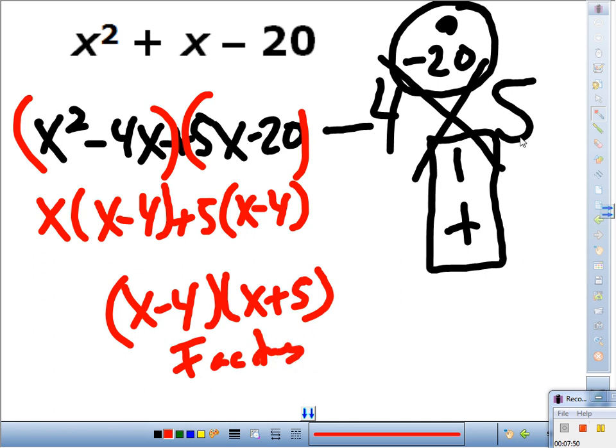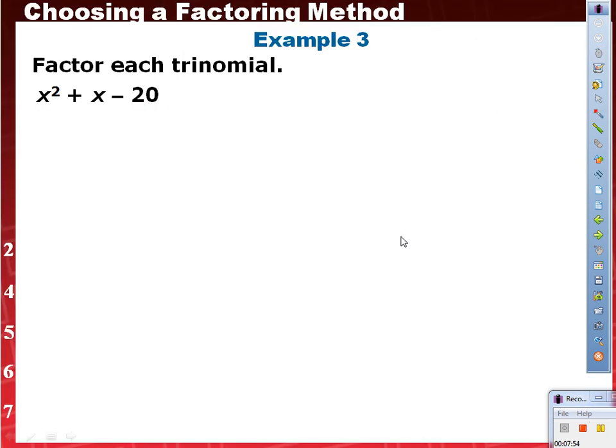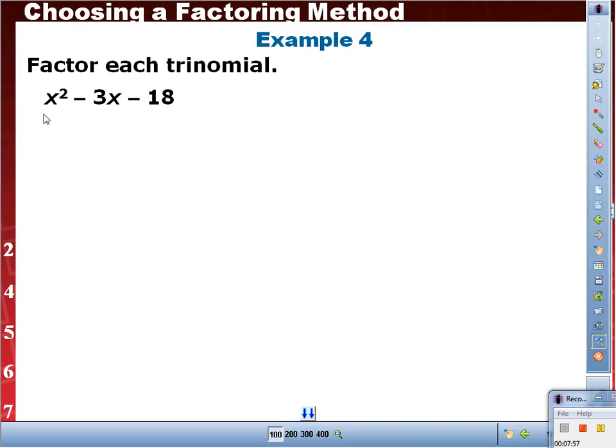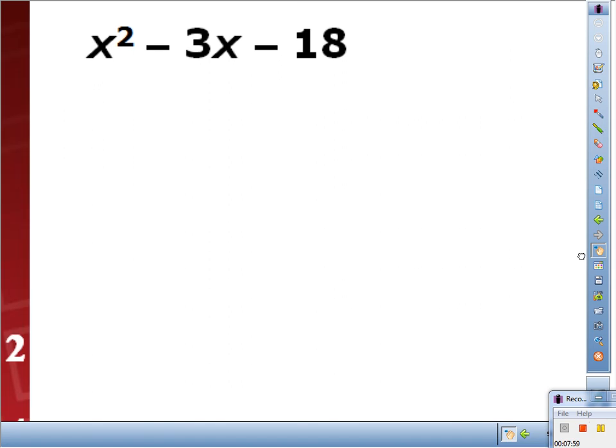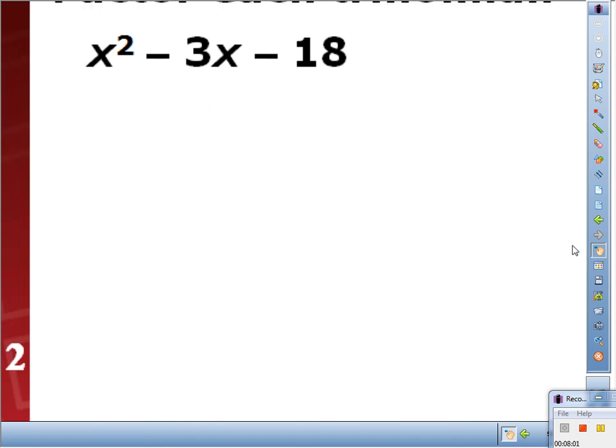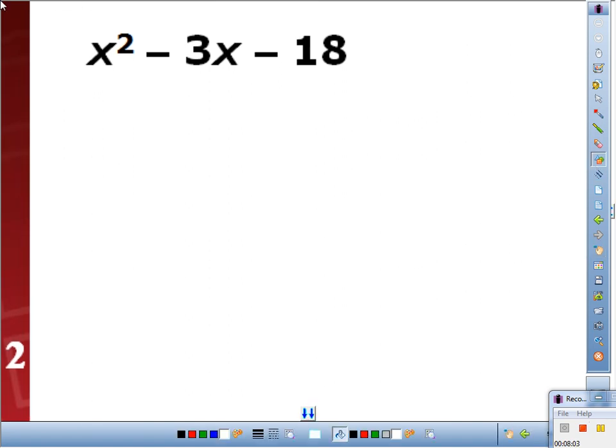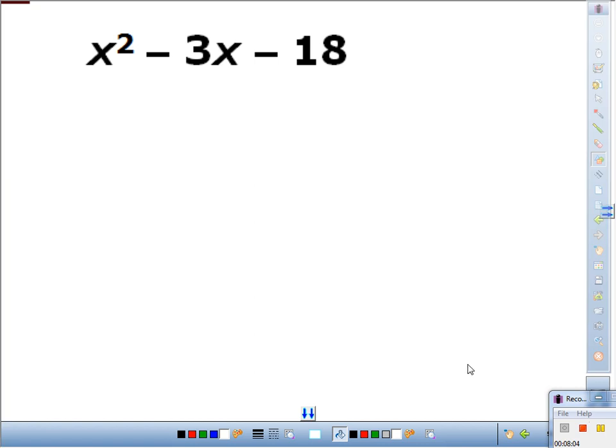And we got that? Okay, number 4. Yeah, we're jamming. Here we go. x squared minus 3x minus 18. Copy and factor, please. Go.